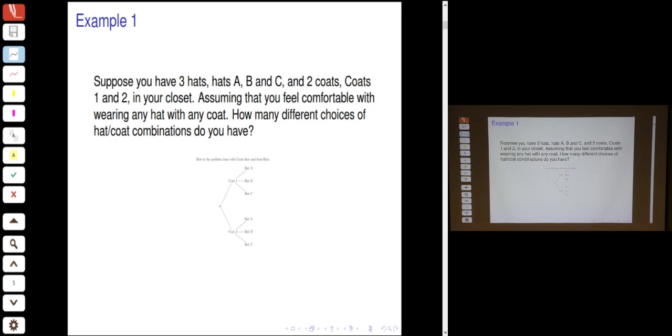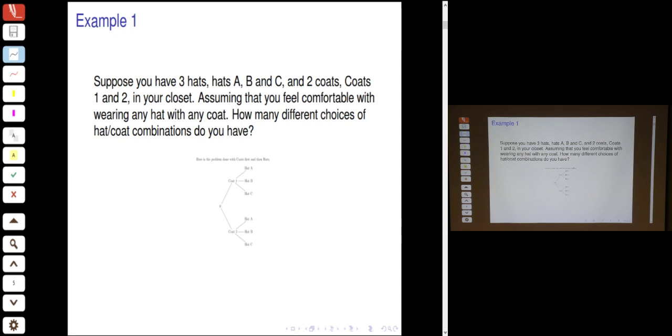Let me illustrate by this very, very simple example. Suppose you have 3 hats, A, B, C, whatever, and 2 coats. Maybe in Singapore, coats are not very common, but this is from another textbook. So you have two coats, or 2 shirts, whatever. So coats 1 and 2 are in your closet. Assume you feel comfortable with any combination.